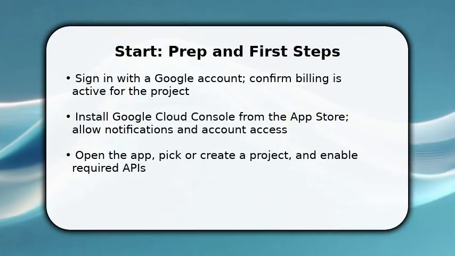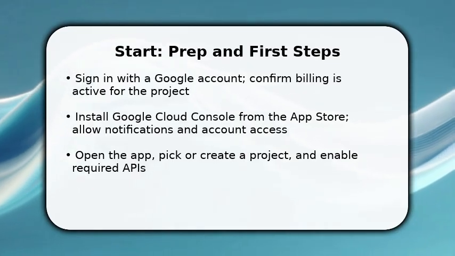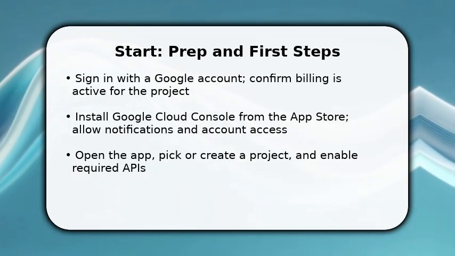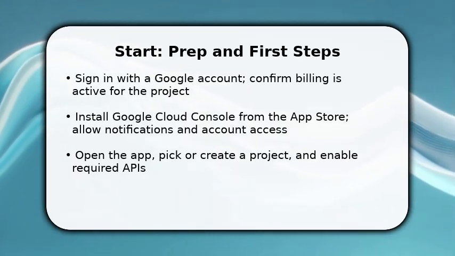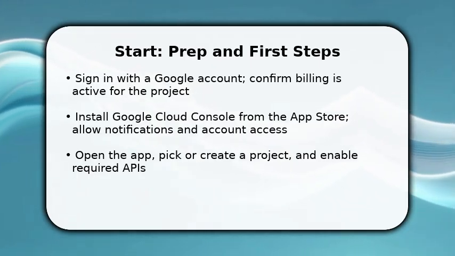You have the essentials: a Google account and billing enabled. First, install Google Cloud Console from the App Store and open it. Sign in and immediately select or create the project you'll use. Once done, enable the specific APIs you need for your workload. This avoids later permission errors.